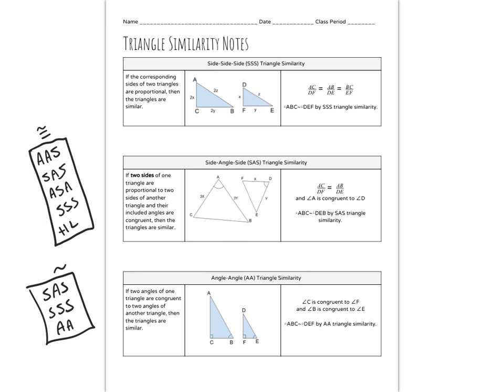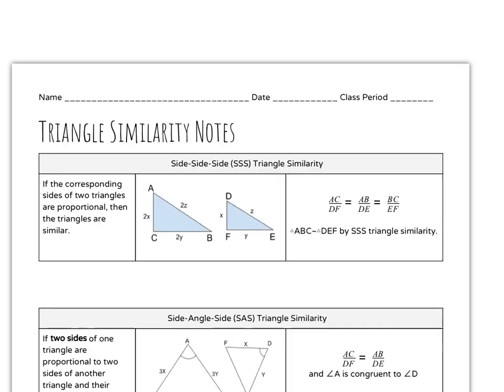The A still means that we're looking for congruent angles. However, the S doesn't represent congruent sides. It means that our sides will be proportional. Let's take a look. Here's the side-side-side triangle similarity theorem. It says that if the corresponding sides of 2 triangles are proportional, then the triangles are similar.